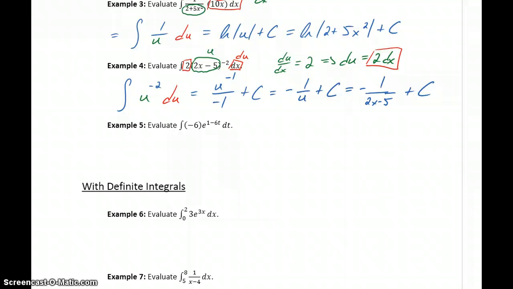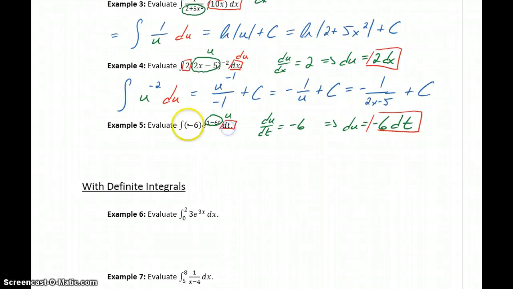Our last example for these simpler substitution problems, we've got our interior function 1 minus 6t. So finding that derivative and then solving for du will give us negative 6 dt. So that should just be the derivative of 1 minus 6t. So what we have to swap out is negative 6 dt. We have the dt, and we have a negative 6.